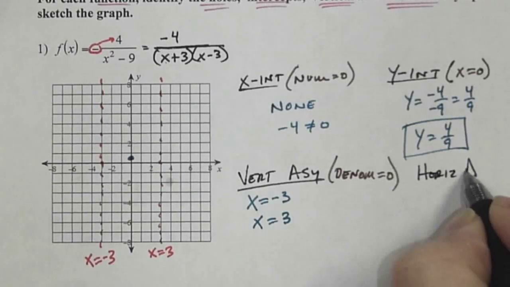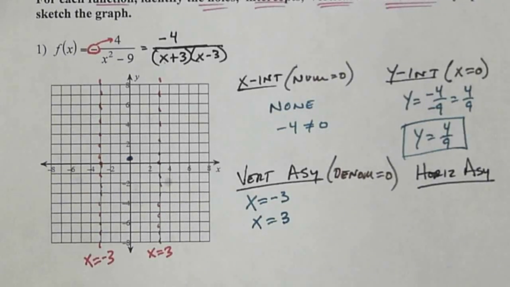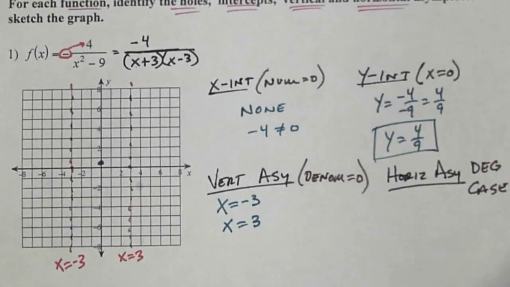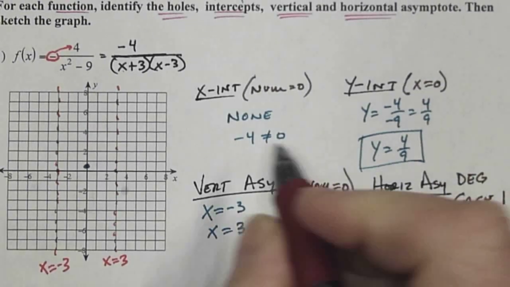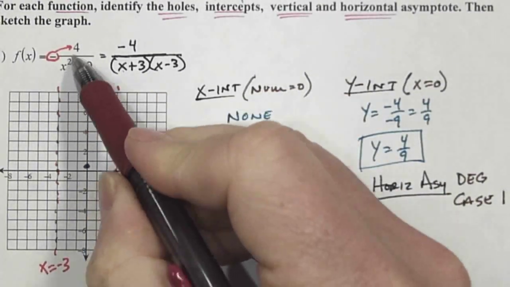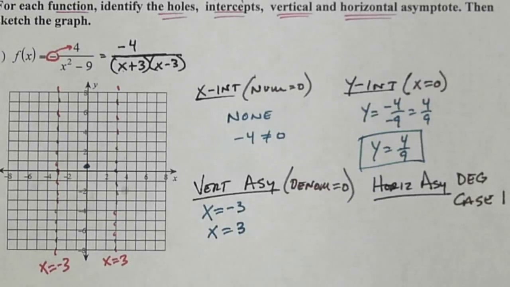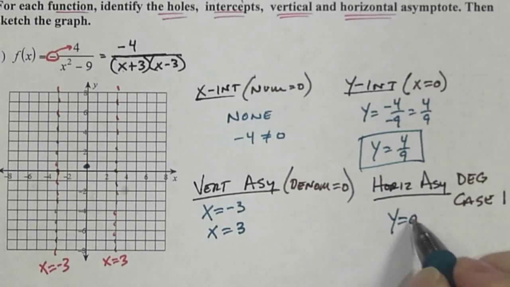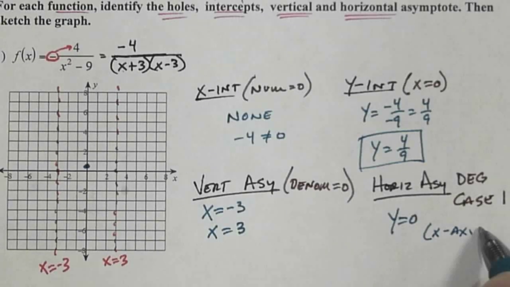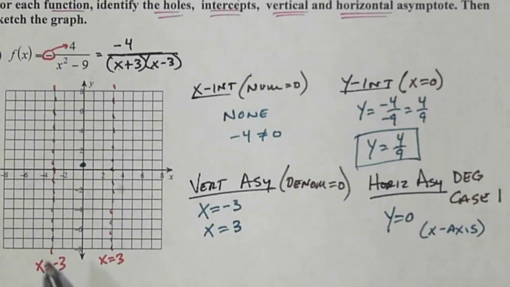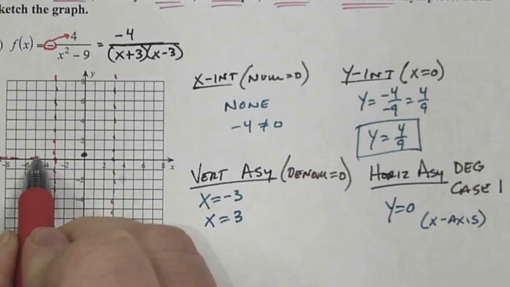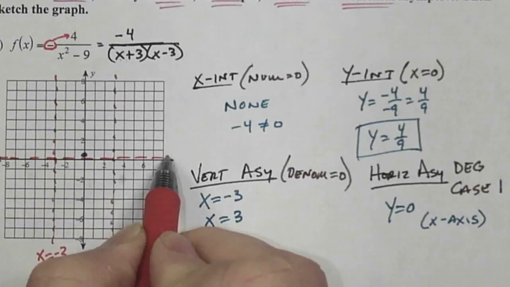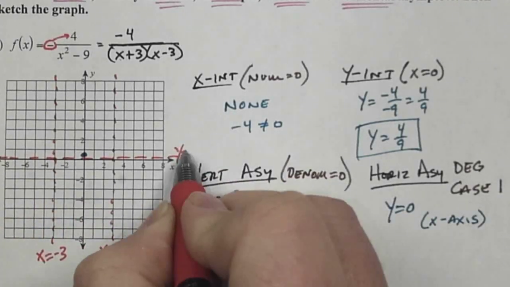Horizontal asymptotes. That is by degree, and we have different cases. This one happens to be case 1. The denominator is degree 2, numerator degree 0. If it's case 1, y equals 0, which is another name for the x-axis. Look at that, they turned off my air conditioning, just like in Mother Russia.